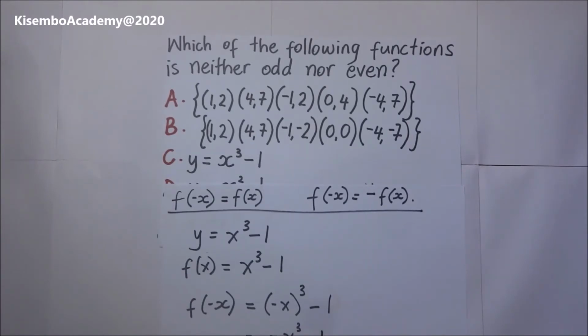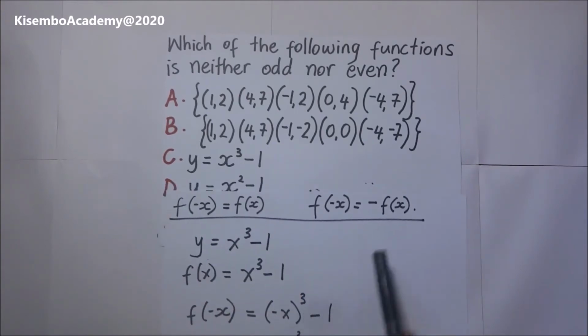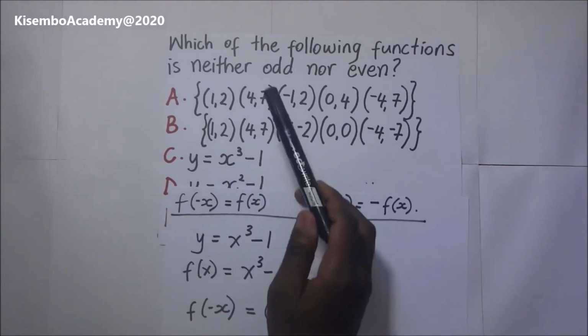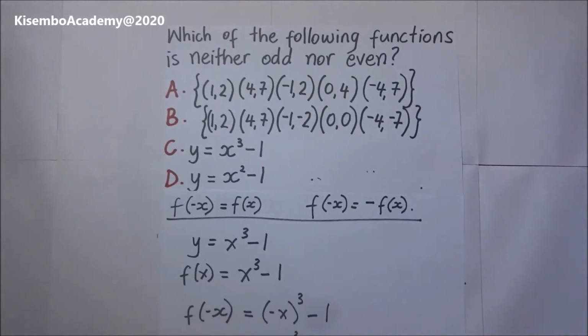Now this is not giving us f of x back. This is not consistent with this. This is also not consistent with this. So C is neither odd nor even. So I think that C would be the ultimate answer.